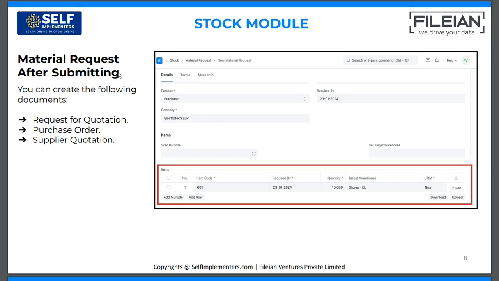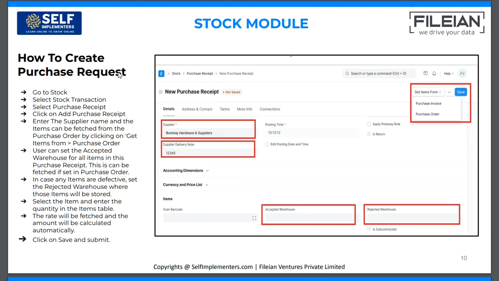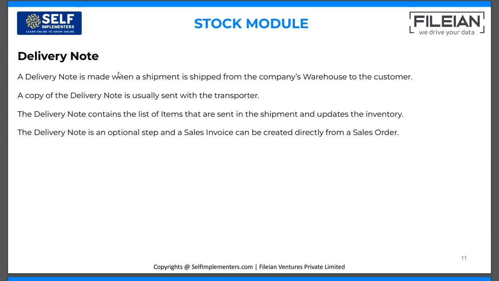Then we will generate a request for quotation, and that request for quotation will get converted into a supplier quotation. Obviously, that supplier would be the lowest in terms of prices, and we award the purchase order to that particular supplier by getting the quotation from them. Then we convert the purchase order into a purchase receipt, and then we will book a purchase invoice, and again we make the payment for that supplier.